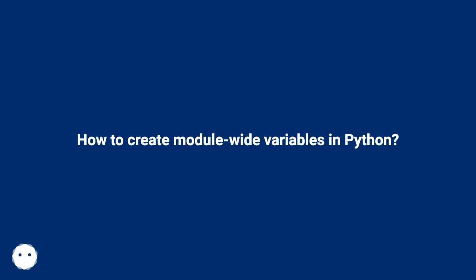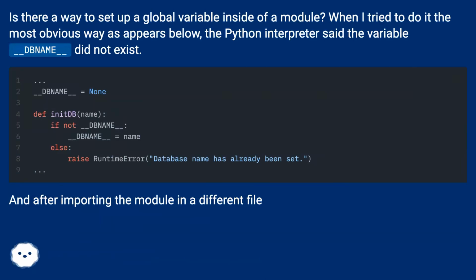How to create module-wide variables in Python? Is there a way to set up a global variable inside of a module? When I tried to do it the most obvious way, as appears below, the Python interpreter said the variable __dbname__ did not exist.